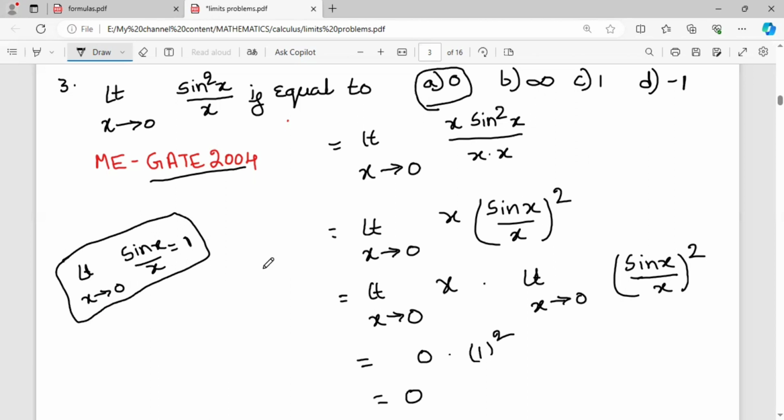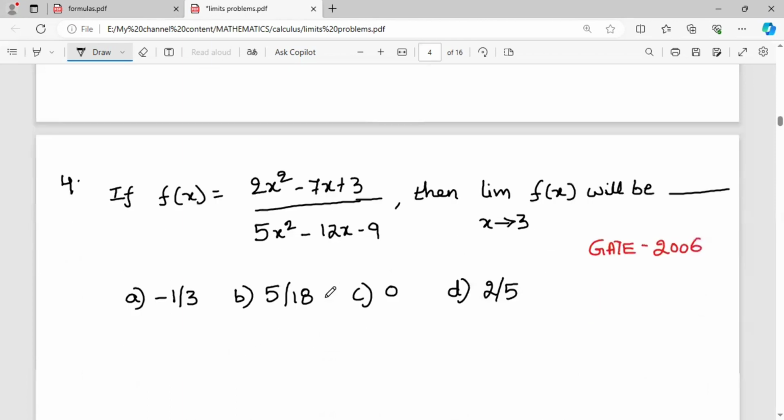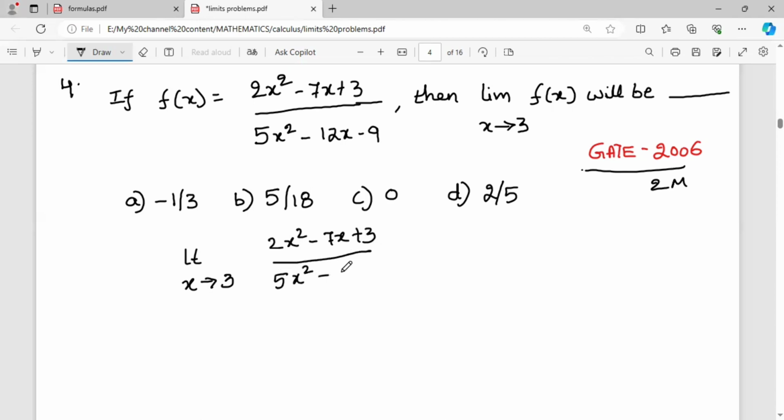For the formulas you can see the previous video in our channel. Next, coming to another problem asked in a previous GATE question. This is a GATE 2006 2 marks question. Now limit x tends to 3 of f of x, where f of x is (2x square minus 7x plus 3) by (5x square minus 12x minus 9).